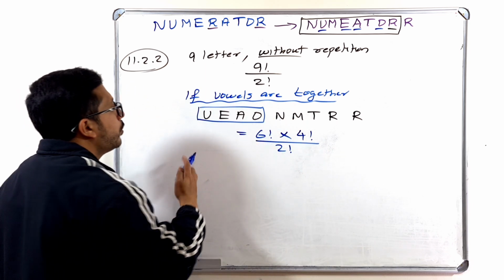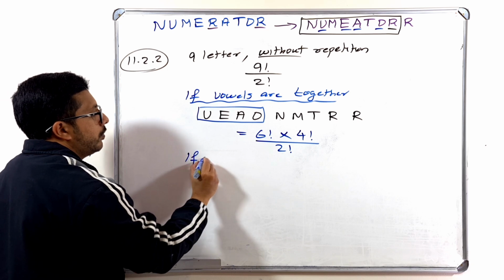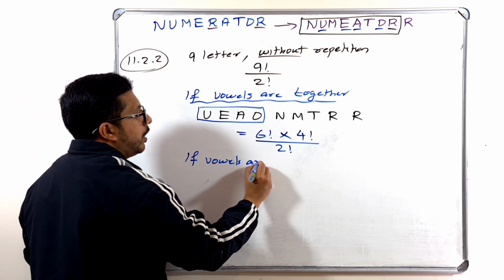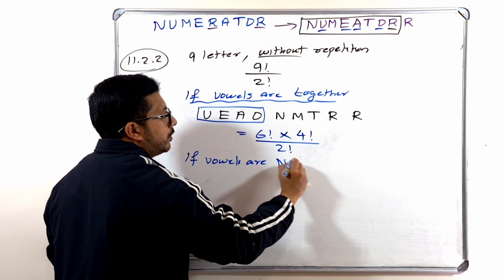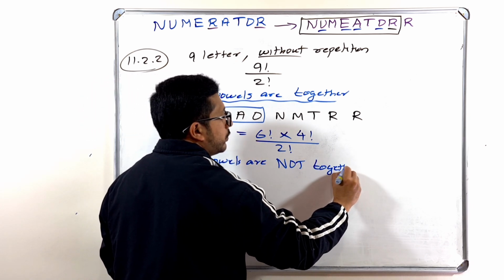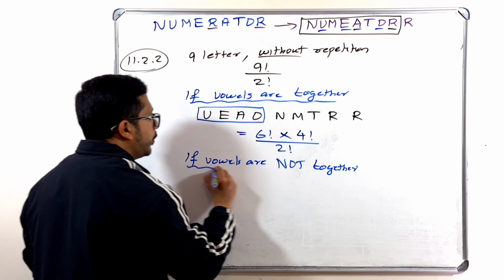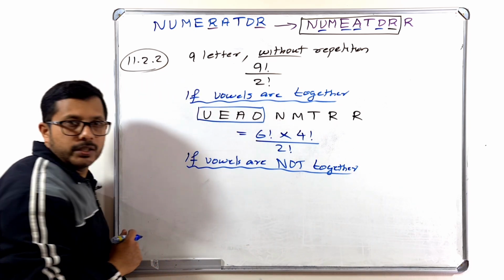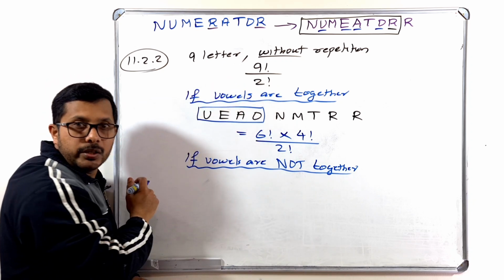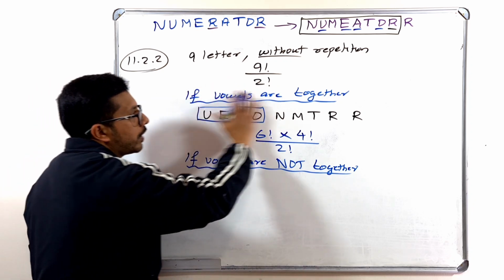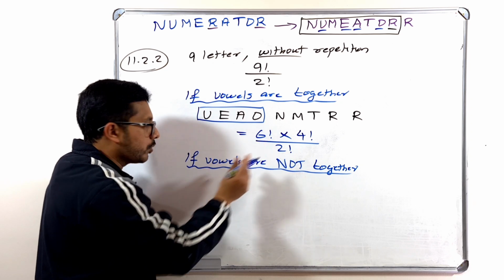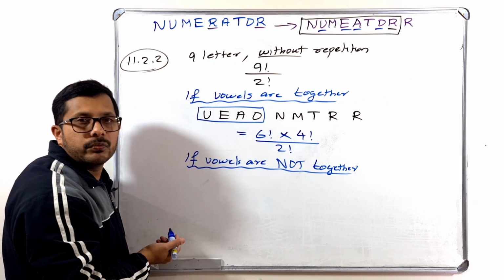So what about if vowels are not together? Can you say how many possibilities? How can you find total? How many possibilities? 9 factorial divided by 2 factorial. So if vowels are together, how many possibilities? These many possibilities. Okay, so if vowels are not together, how can you find?